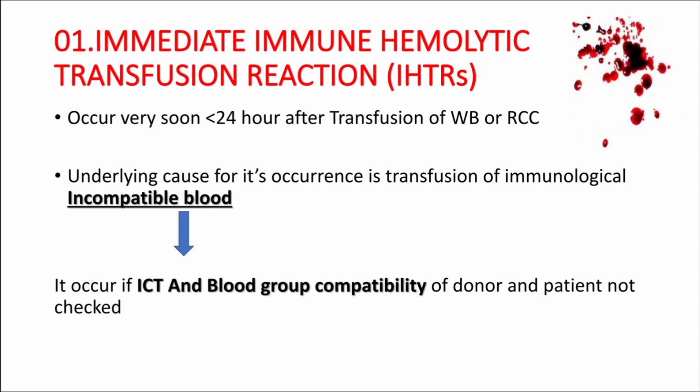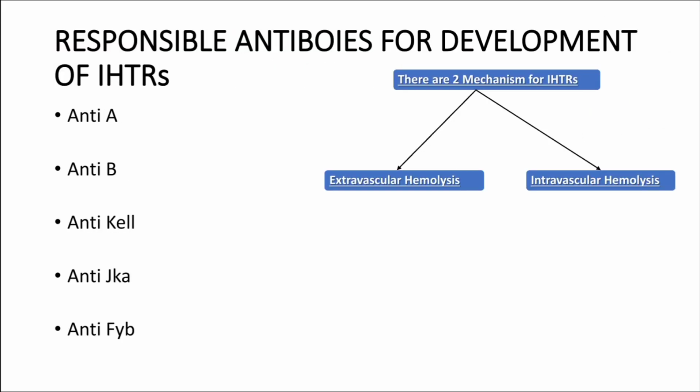So you might have questioned why, when such an immunologically incompatible blood transfusion happens, we give such blood. It can happen when you have made a mistake in blood grouping, or you have not done a cross match, meaning indirect Coombs test. Suppose ICT and blood grouping compatibility is not checked between the donor and patient, then such an immediate immune hemolytic reaction can happen. Alright.